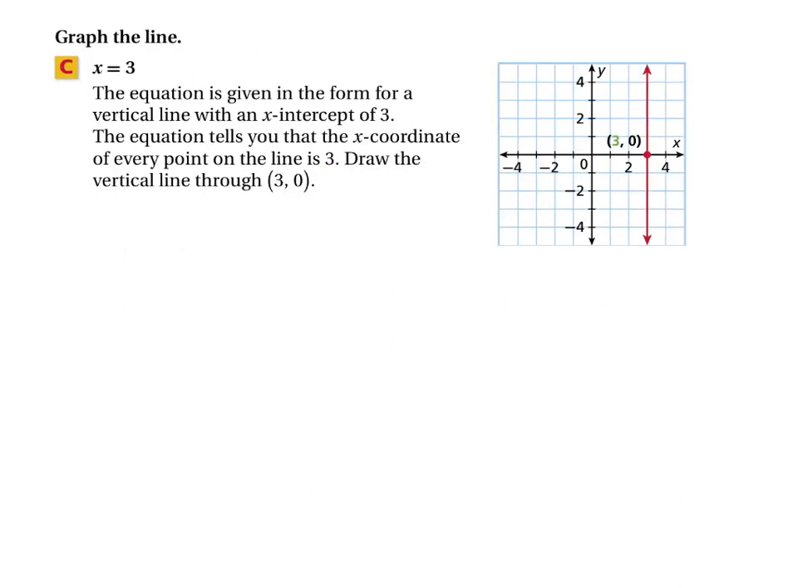In example C, x equals 3. That means that I have an x-intercept of 3, 0. That means I have a vertical line that goes through the x-axis at 3, 0.